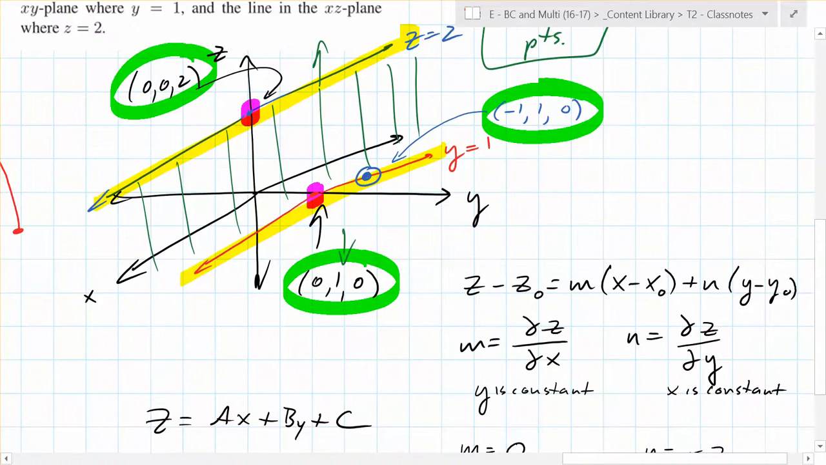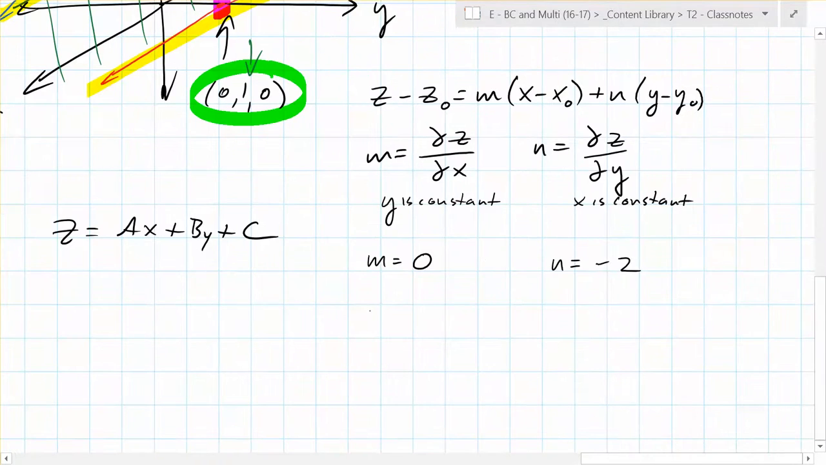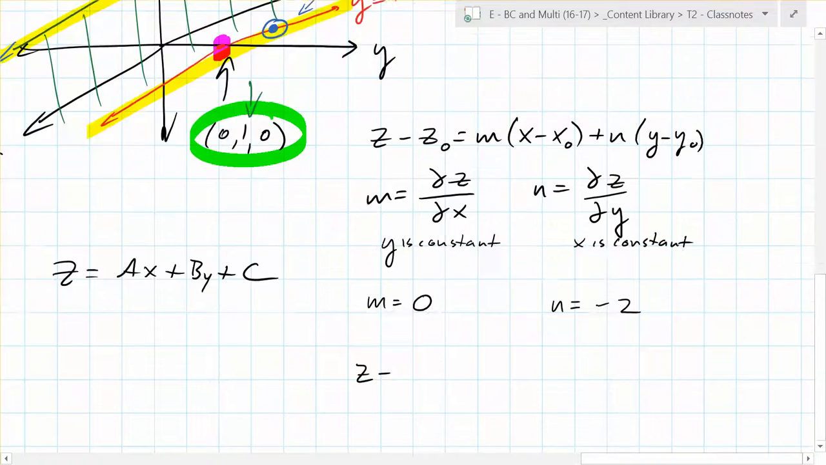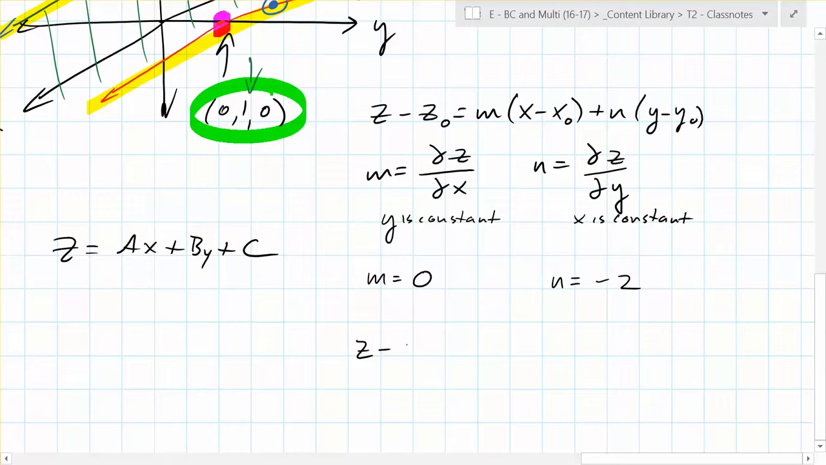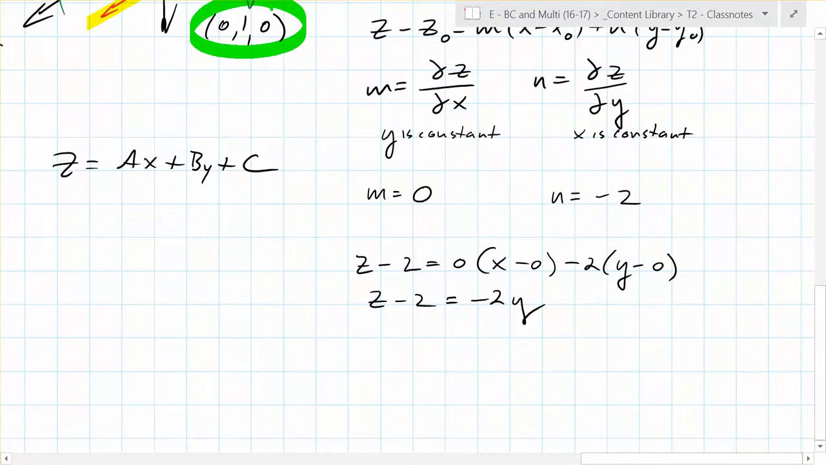It should kind of make sense, because if you were standing on that plane and you only walked in the x direction, z wouldn't change no matter where you started, right? So partial z with respect to x is going to be 0. So what do you end up with? z minus, what point are you going to pick? Let's do, how about (0, 0, 2)? z minus 2 is equal to 0 times x minus 0, minus 2 times y minus 0. So what do you end up with? z minus 2 is equal to -2y.